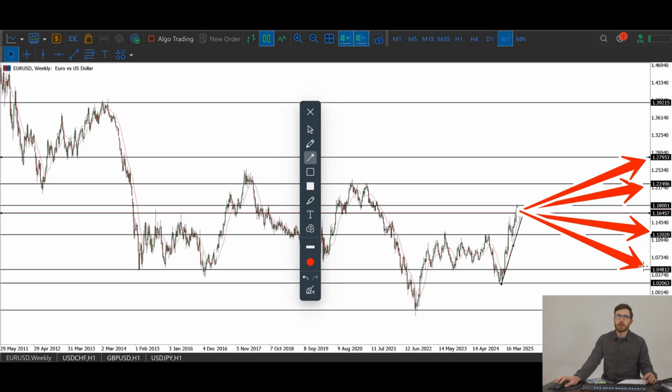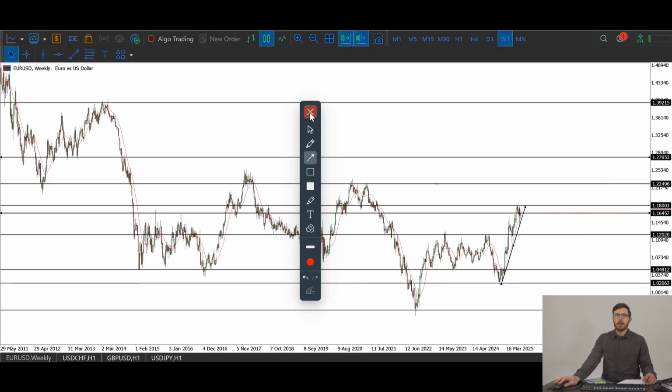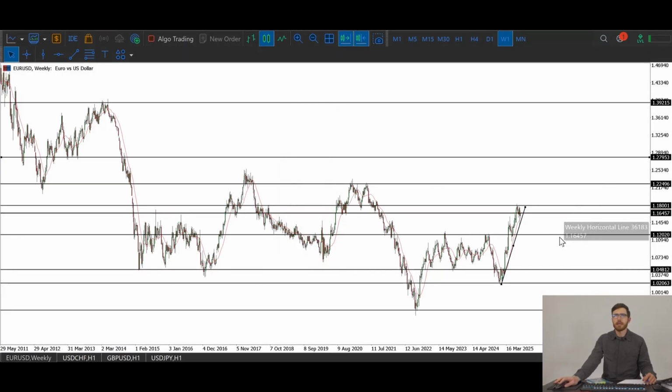Now, in terms of what we're going to be moving on beyond this is to take a look at the daily. So now I'm going to just write down here the daily, and then what we're going to do here is we're just going to clear this chart out, take this trend line away, and we're going to go into the daily now.